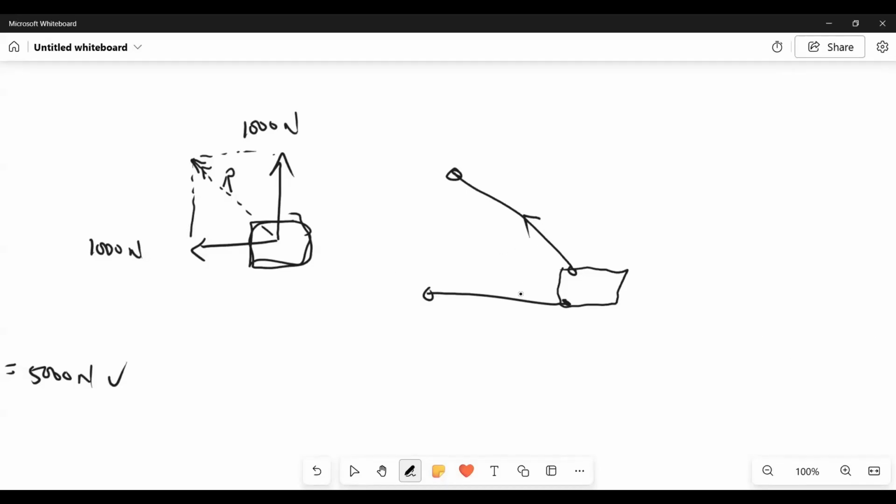So these two forces are going to help each other. They're not going to cancel each other. Careful with that word cancel. They're going to help each other to accomplish what you want to accomplish.